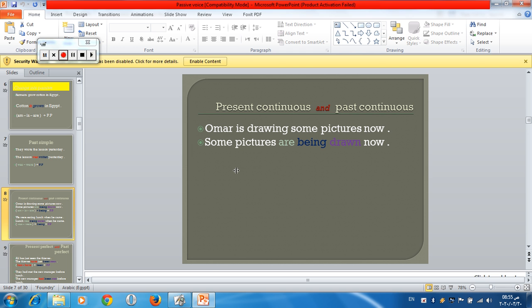This is present continuous. What about past continuous? But you have to know the rule. Am, yes, then is, then are. Of course, I mean one of them: am, or is, or are. And you have to put being. Then the past participle of the main verb. So this is the present continuous changed into passive.